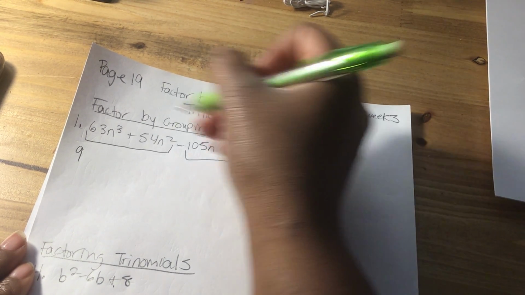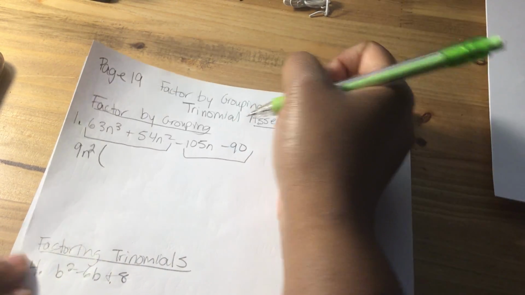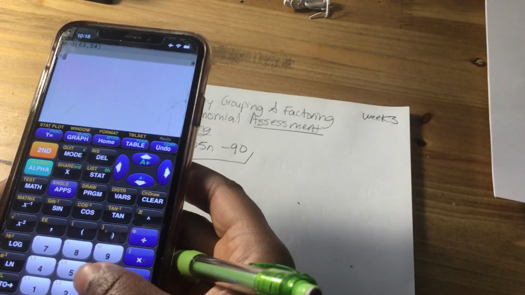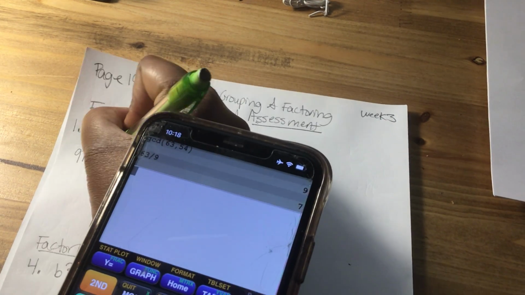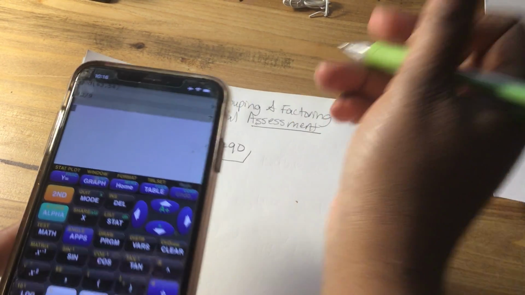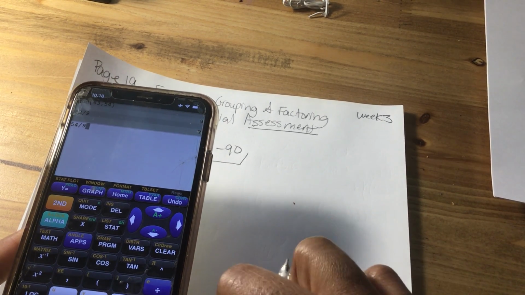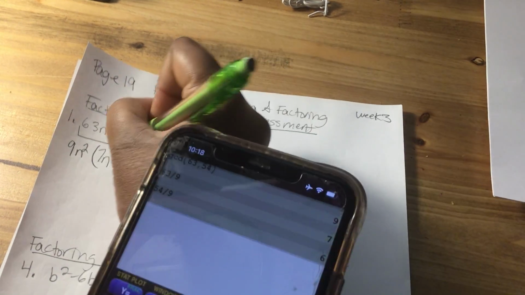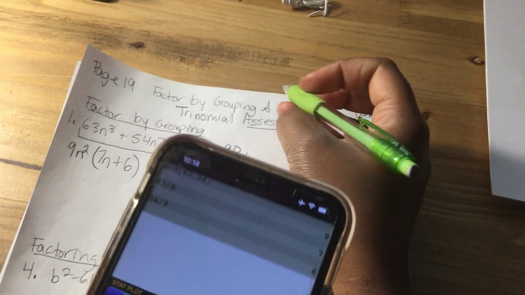All right, so they at least have 2 n's in common. So I'm going to take out n to the second. Okay, remember, when you do this, you have 63 divided by the 9. And you see how that gives us that 7. N is left. We got the same 54 divided by the 9. And you see how we have that 6 left. And no n. Okay.